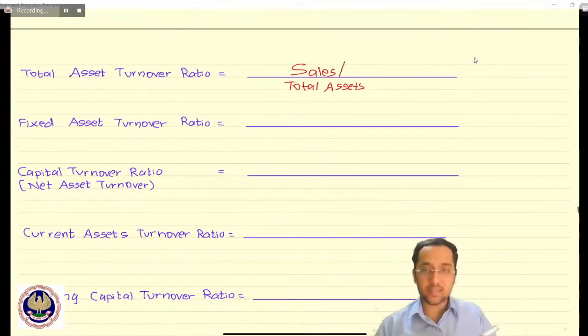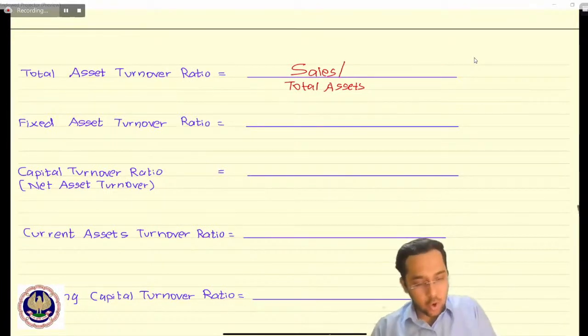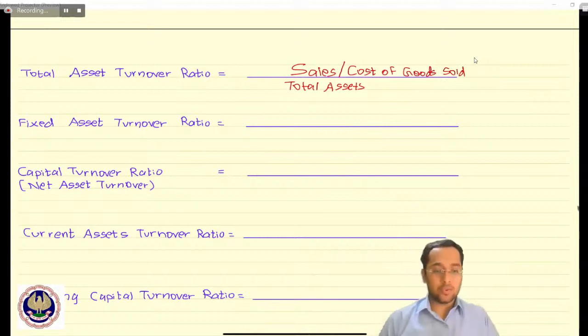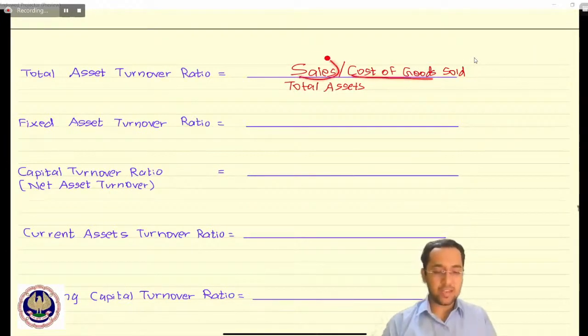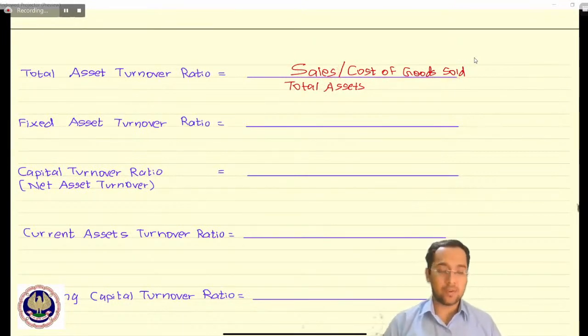Sometimes instead of sales, we also consider cost of goods sold. We also use cost of goods sold as the numerator. It somewhat connects because sales includes the element of profit, whereas cost of goods sold doesn't include any element of profit. It's just the cost. So with the available assets, how much quantum of sales you are able to generate, instead of considering the profit also, we just remove the profit and consider the cost component of it.